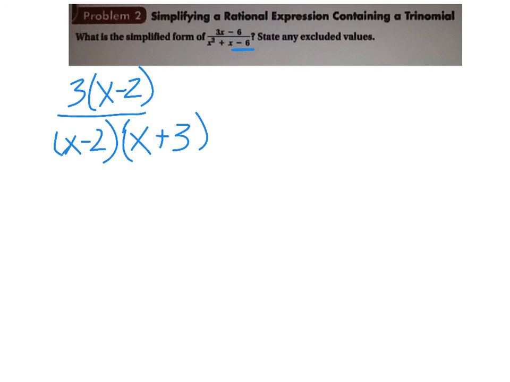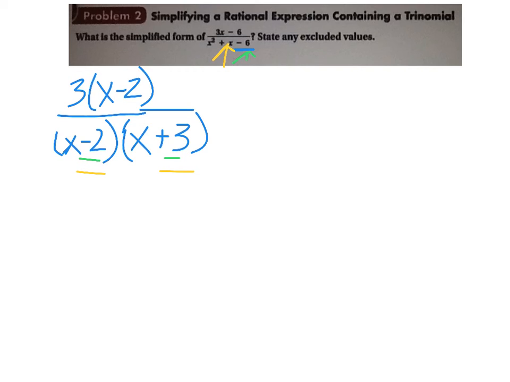But you should always make sure that it's working out. And if I take negative 2 times 3, I do get the negative 6. And if I do negative 2 plus 3, I do get the 1 there. So I kind of followed the trend, but I also checked to make sure that it's working out.